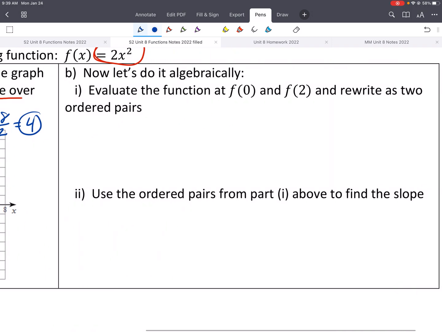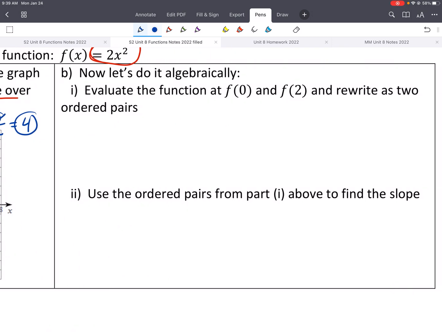If we want to do it algebraically, what we would do is we would say, well, x1 would be 0 and x2 would be 2. We basically just need to find what y1 is and what y2 is. So we would plug 0 into our equation, so that'd be 2 times 0 squared, which is just 0. And then for y2, we'd plug in 2, so 2 times 2 squared. So that would give us 8.